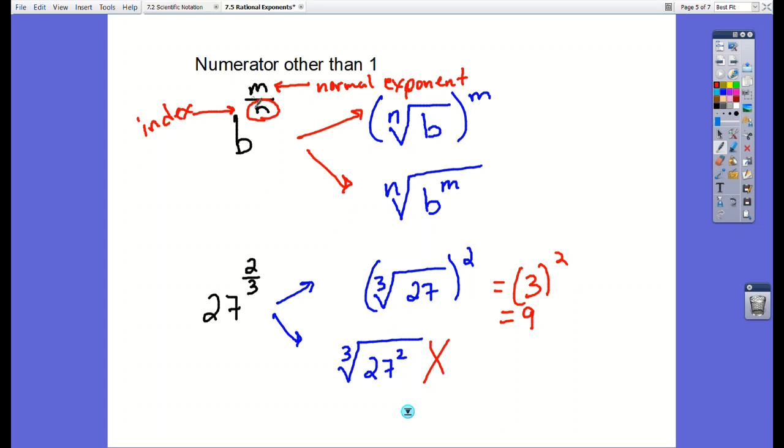So treat the numerator as just a normal exponent. You're going to square something, you're going to cube something, whatever that is. And the denominator is, as we're getting used to, your index, taking that root.